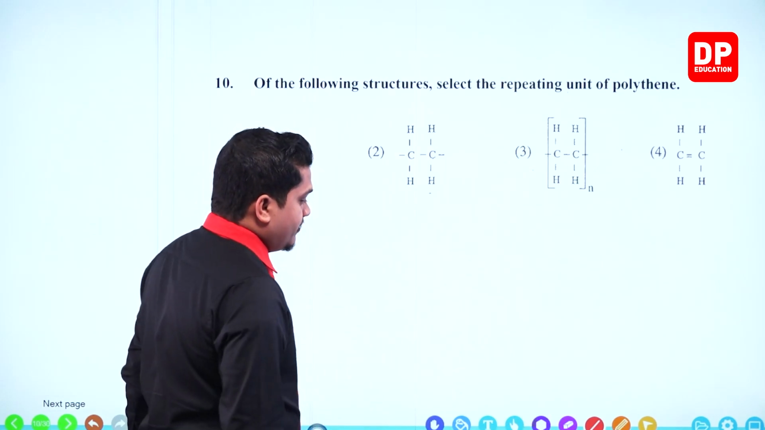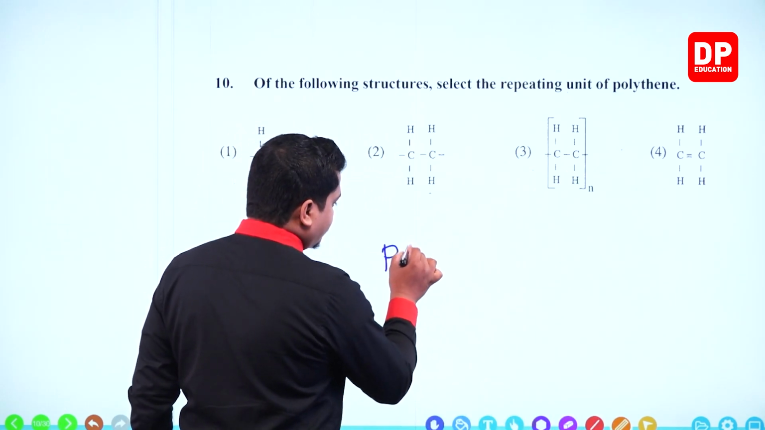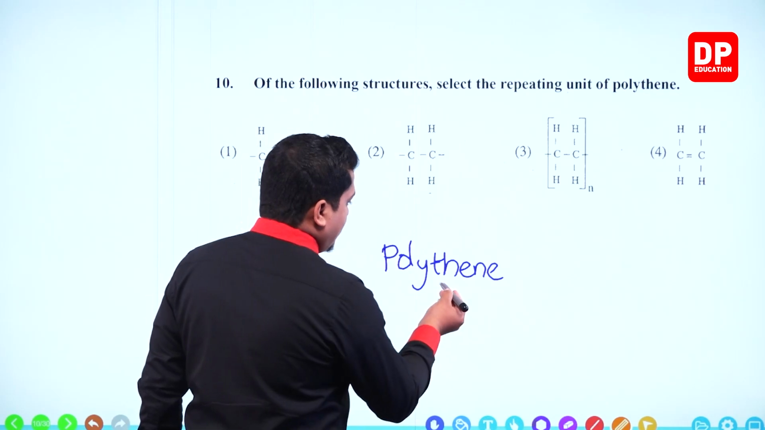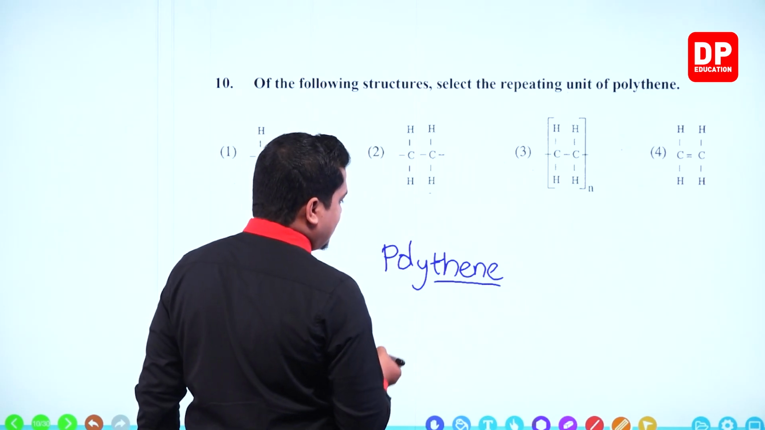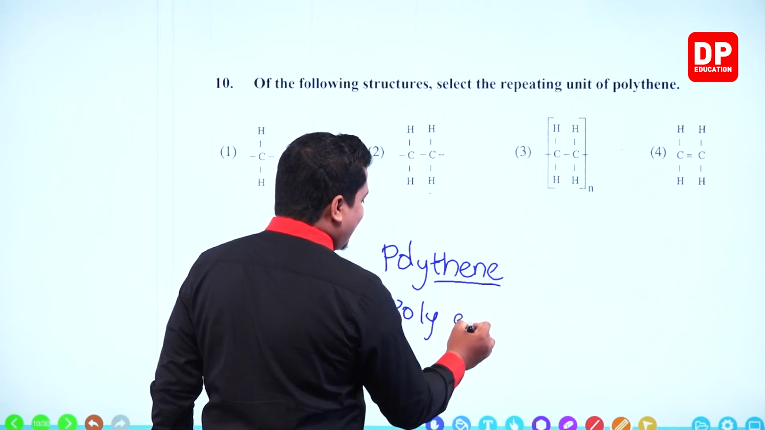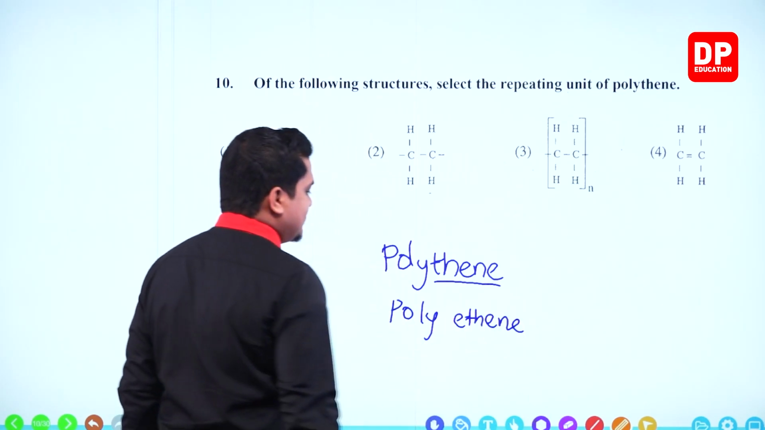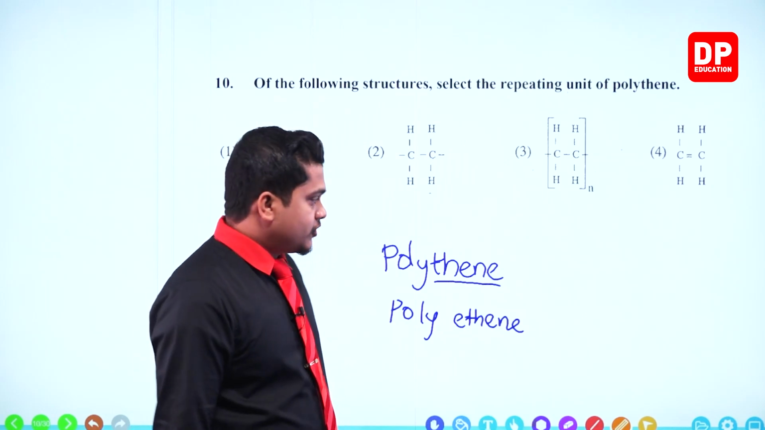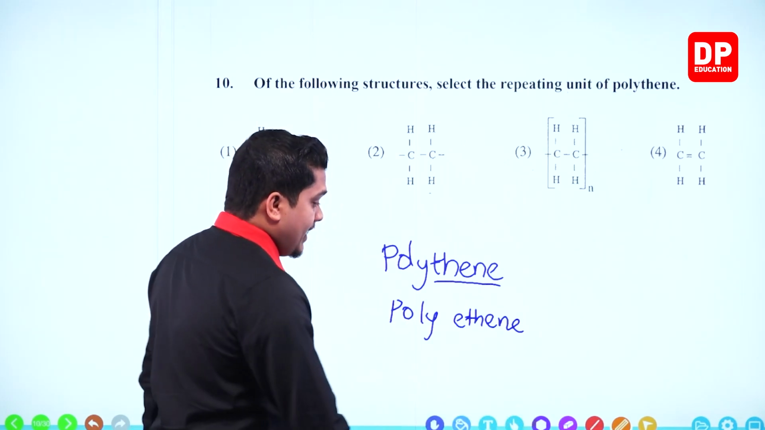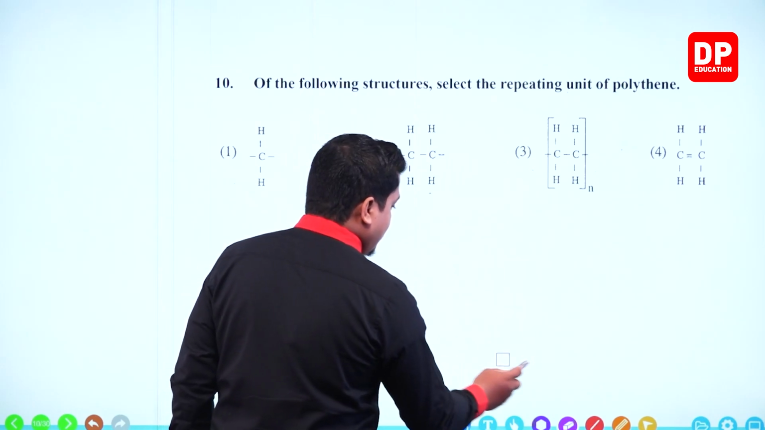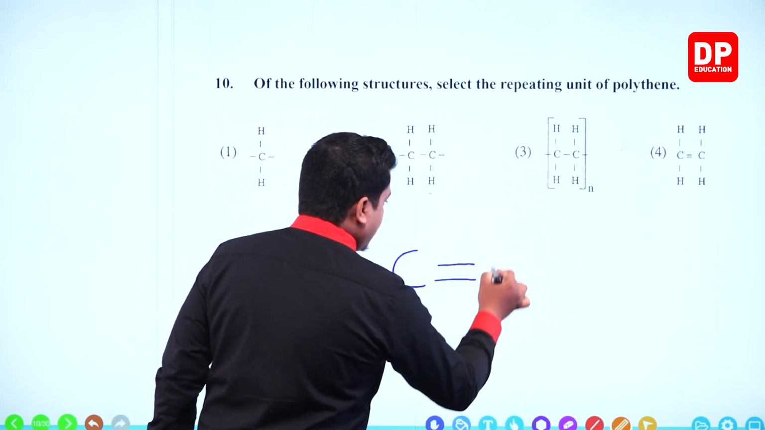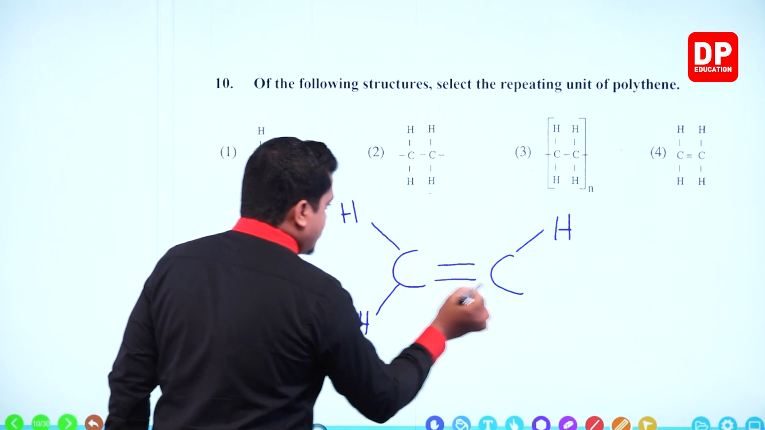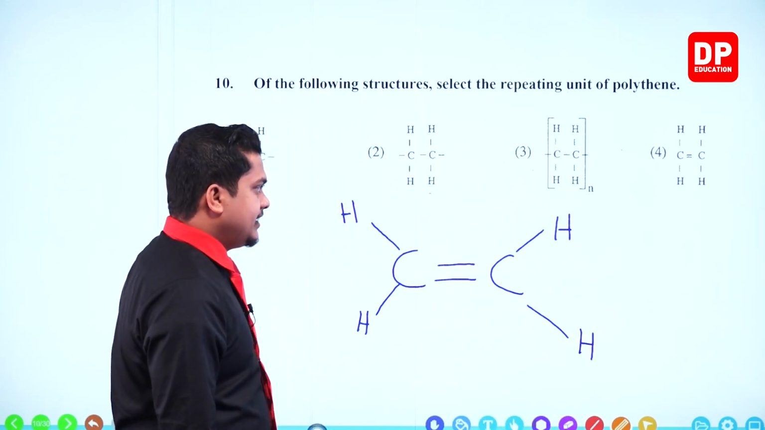So, polythene, my dear children, it refers to ethene. This is like polyethylene. Polyethylene is the one which we shorten down to polythene. So, it refers to an ethene molecule. Ethene means it's like this. This is ethene. C2H4 is ethene.